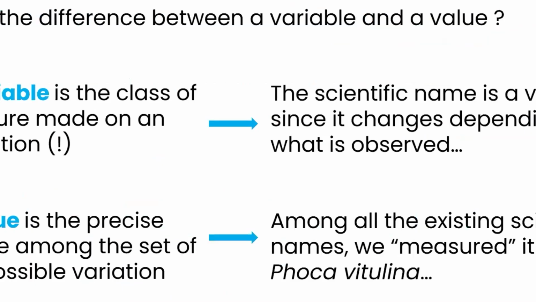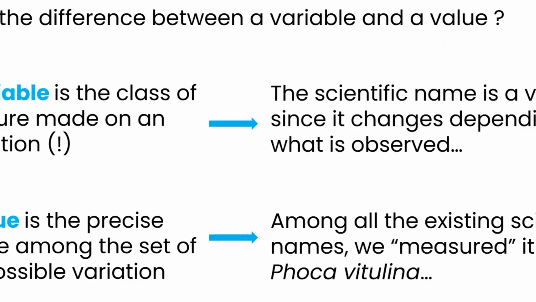And then how to differentiate the variable and the value. A variable is the class of a measure made on an observation. For example, the scientific name would be a variable since it changes depending on what is observed. If we go back to our example, we had 2 types of seals. So the scientific name will vary whether it was the harbor seal or the gray seal.